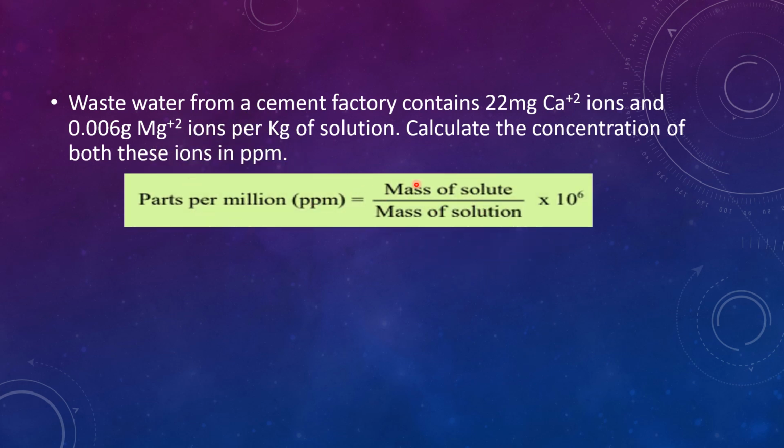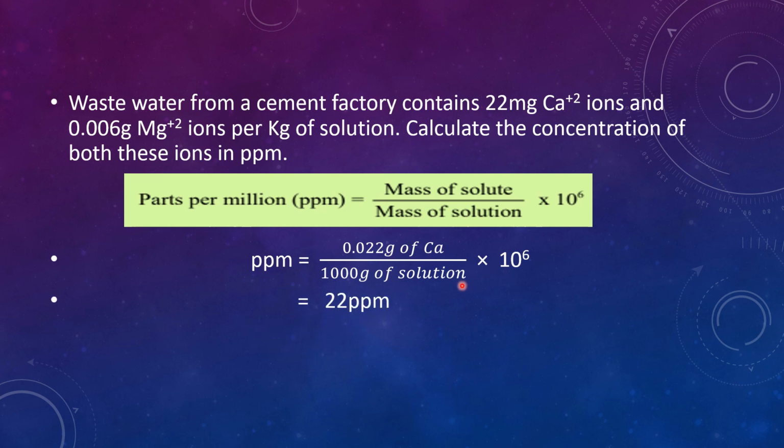For parts per million, the formula is given. So parts per million of calcium ions will be calculated as the mass of the calcium, that is 22 milligram. Again we will convert this milligram into grams. It is equal to 0.022 grams, divided by the mass of the solution, which is 1 kilogram or 1000 gram of the solution, multiplied by 10 raised to the power 6. So we get the answer 22 ppm. So the concentration of calcium ions is 22 ppm.